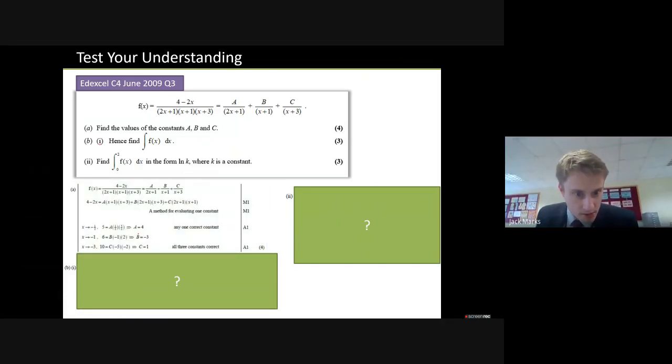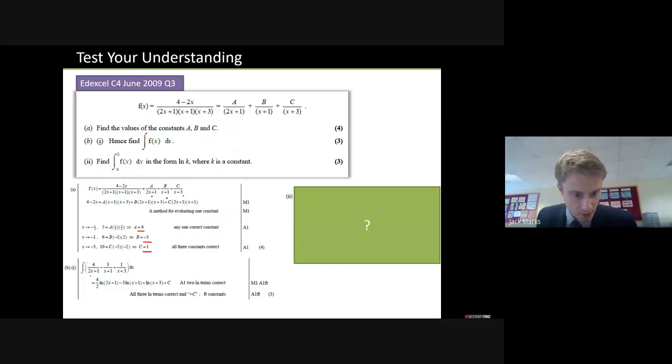So we're looking for 4 over 2x plus 1, minus 3 over the x plus 1, and 1 over the x plus 3. Hence, integrate it. Well, once we've done all of that, so we actually put the numbers in, and we should get this one here when we integrate. Okay, so they're talking about doing the reverse sort of chain thing there with the 2. Don't forget that 2 creates another 2, so you have to divide by it.